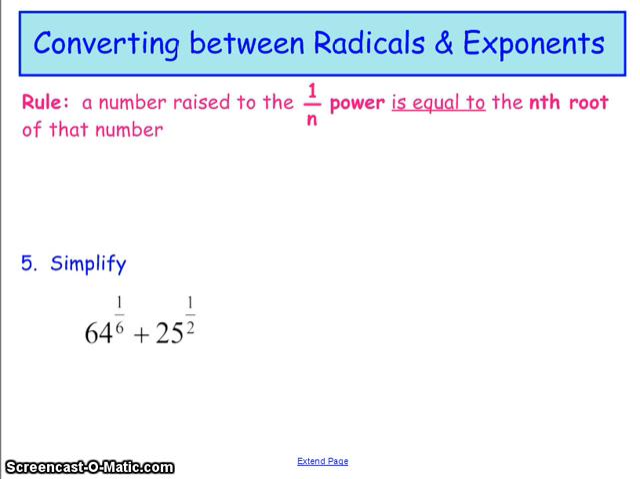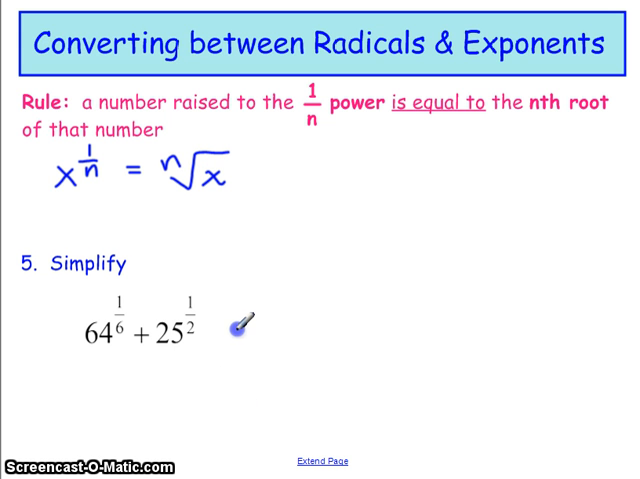Now we're going to move from radicals to the topic of this video, exponents. So here's a rule about the relationship between radicals and exponents. A number raised to the 1 over n power is equal to the nth root of that number. So here's what this means. If you have x raised to the 1 over n, that means that that's the same thing as doing the nth root of x.